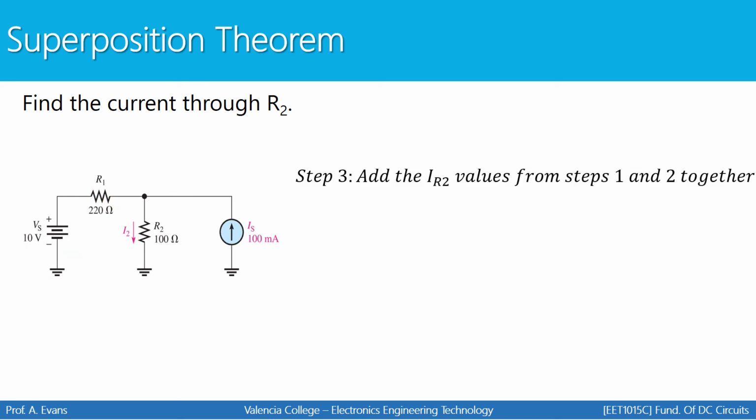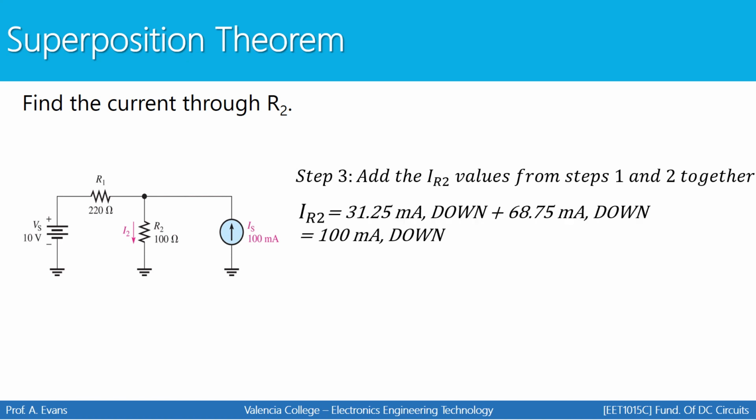Our final step is to add the values for IR2 from steps 1 and 2 together. Remember to consider direction. In this case, I got 2 currents that are both going down. So I can add them together for a grand total of 100 milliamps going down. And that completes the problem.